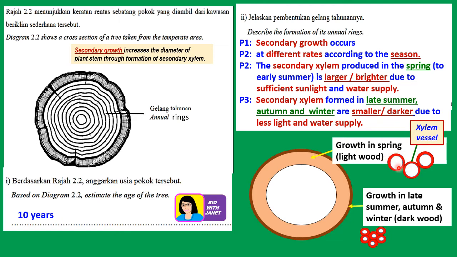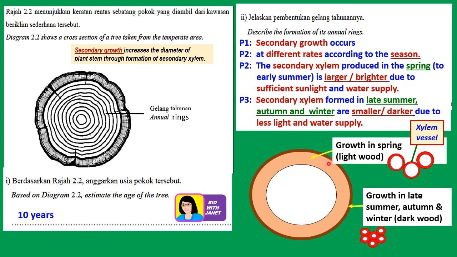Now each structure here is a xylem vessel, so it's large, and then it has a big lumen or hole in the center and thin walls. Okay, so overall when you look from afar, it is bright. It is called light wood, light in color like this.